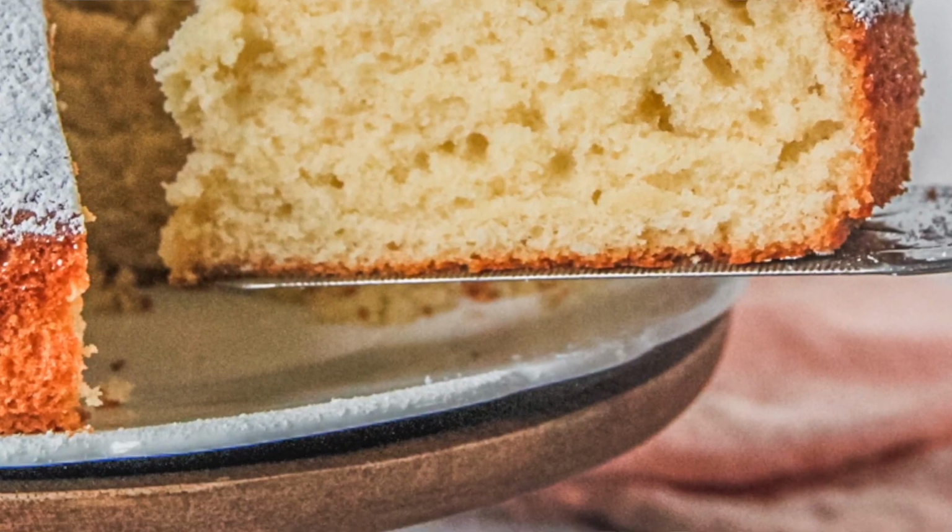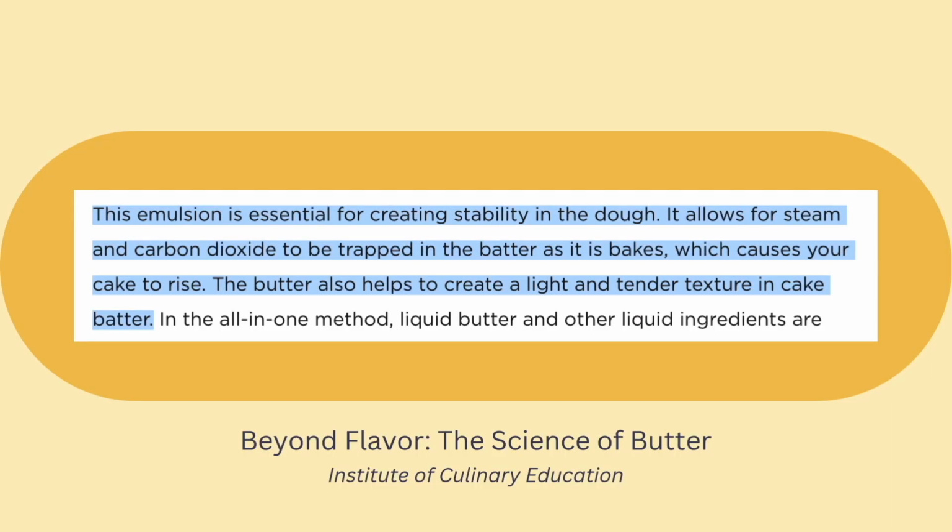If our butter is too soft or we mix too swiftly and warm it too much, the air bubbles we create during that whipping phase will be likely to collapse and leave us with heavy or soggy cakes. Most cake recipes that have a creaming method will call to whip the butter with the sugar, which is explained by the Institute of Culinary Education. This emulsion is essential for creating stability in the dough.